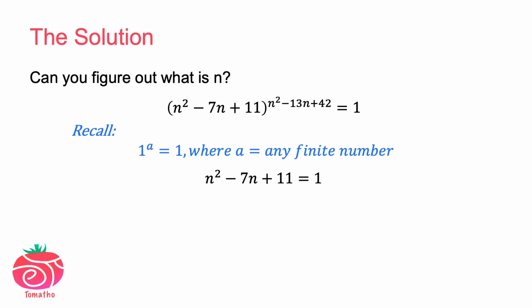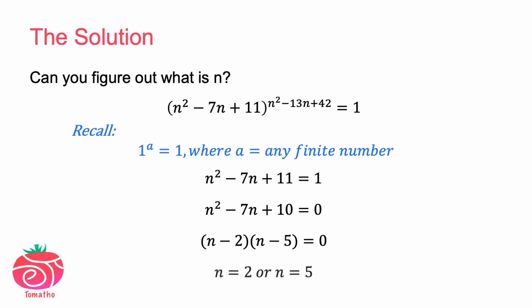So, from the original equation, n squared minus 7n plus 11 is equal to 1. And simplifying it, we have n squared minus 7n plus 10 equals 0. Similarly, we factorize and we have n minus 2 times n minus 5 equals 0. And this gives n equals 2 or n equals 5.